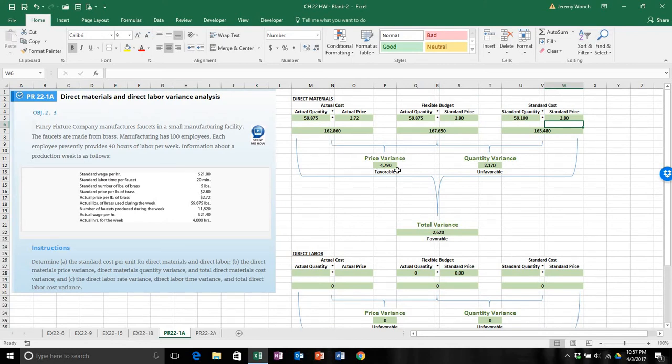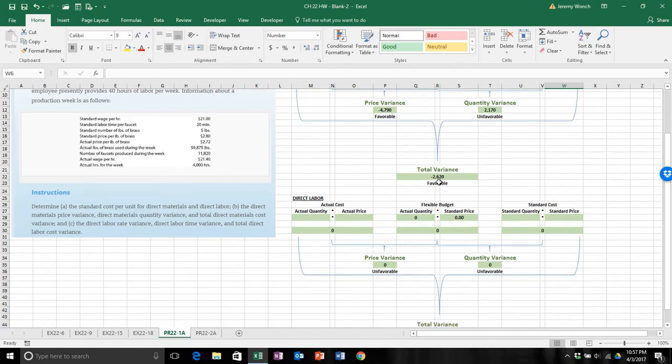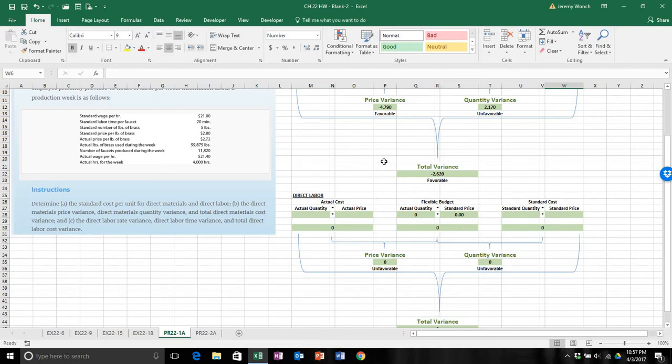So that gives us a price variance of a favorable $4,790. Okay, that makes sense that it's favorable because the actual costs were less than the flexible budget. It gives us a quantity variance of unfavorable $2,170. And so that is because we actually used more pounds of brass than we had planned. So that makes sense. Gives us a total variance of 2,620, the sum of these two right here, and that's still a favorable variance.